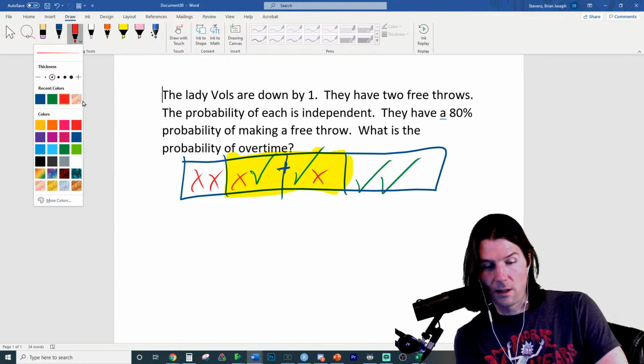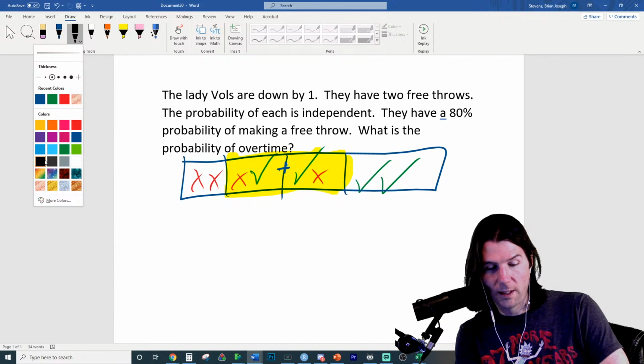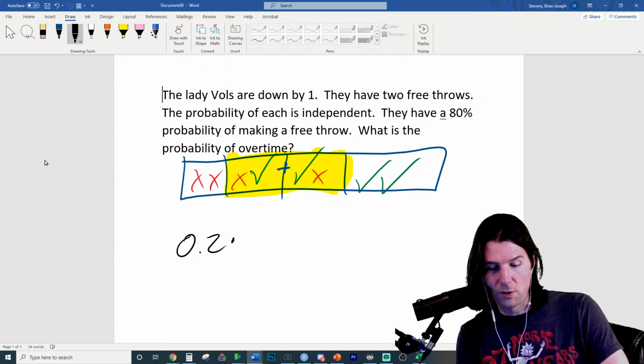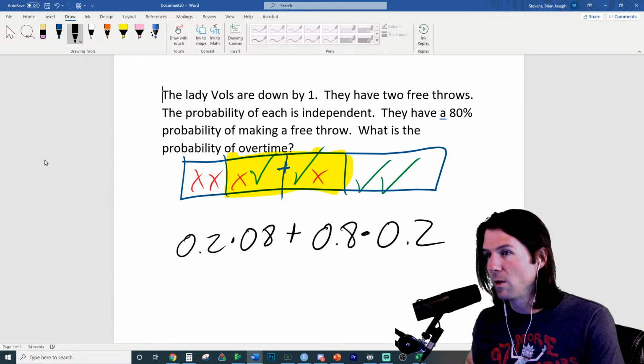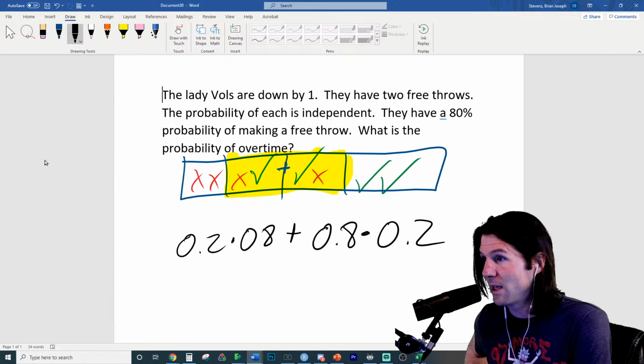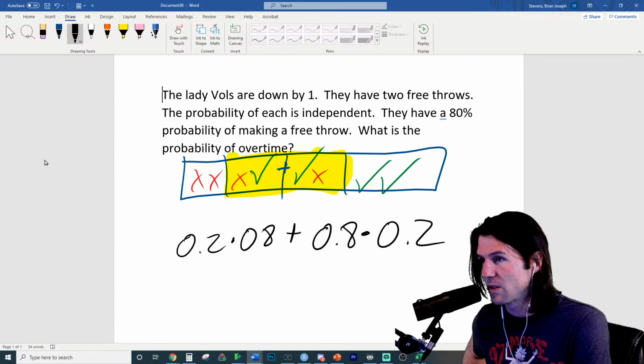Mathematically, this would equal 0.2 times 0.8 plus 0.8 times 0.2, because we have the probability that they miss the first and make the second, or make the first and miss the second.